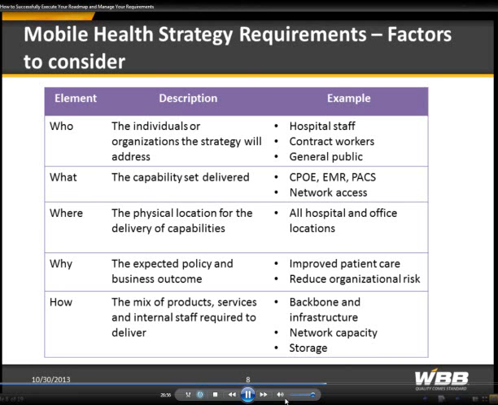The internal staff. What kind of IT infrastructure? What kind of technology backbone? What kind of mobile application developers? What kind of mobile device and data management techniques and technologies do I need to implement? The backbones, the infrastructures, the network capacities, storage, all of those are extremely important.